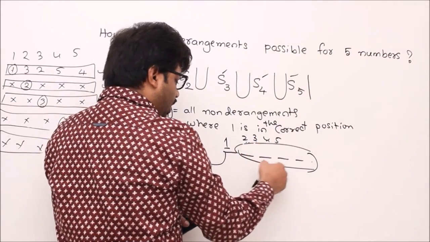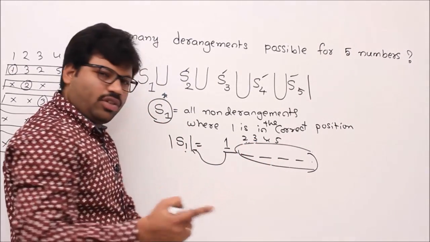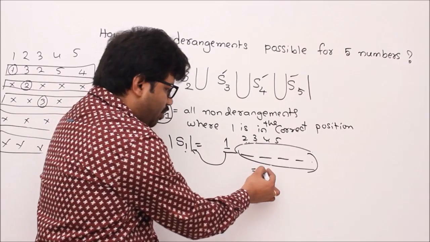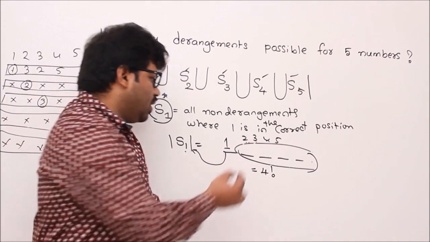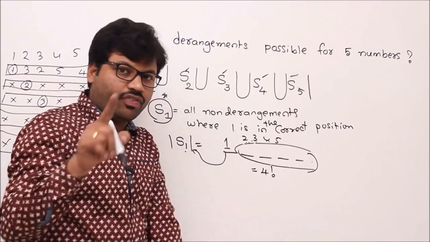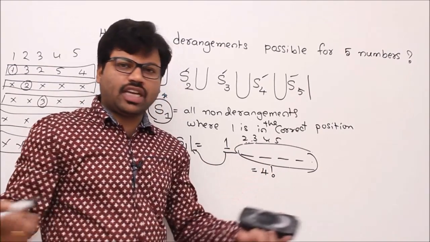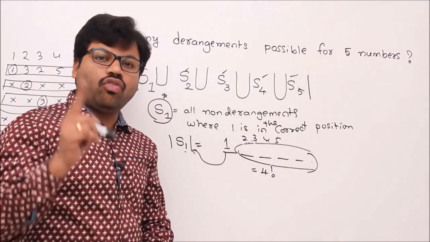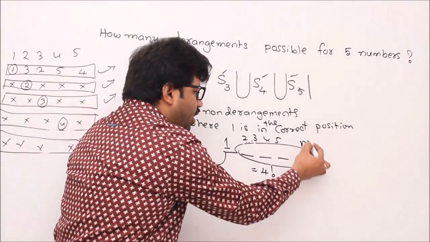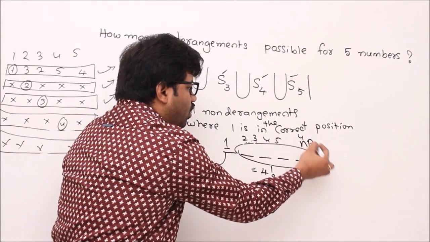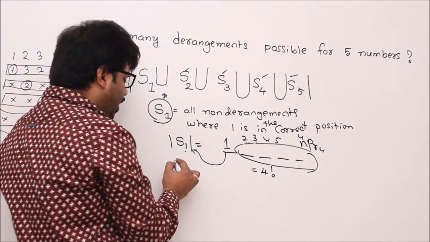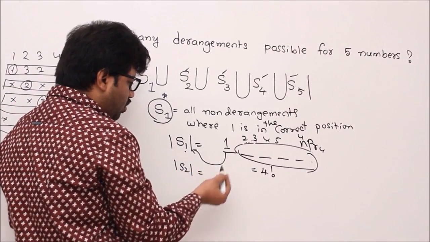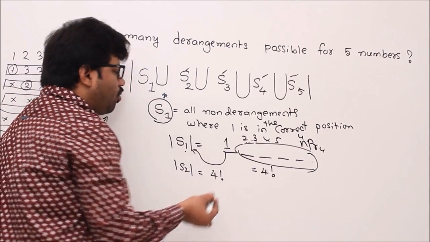How many ways can you arrange 2, 3, 4, 5? 4 objects into 4 places. It is template number 2 or 3, I don't remember. It will be 4 factorial, we know that, right? Arranging 4 different objects into 4 different positions can be done in 4 factorial ways. 4P4, the formula is nPr, here n is 4, r is 4. 4P4 is 4 factorial. Now similarly the S2 value: mod S2 is also the same 4 factorial, because the problem is the same.